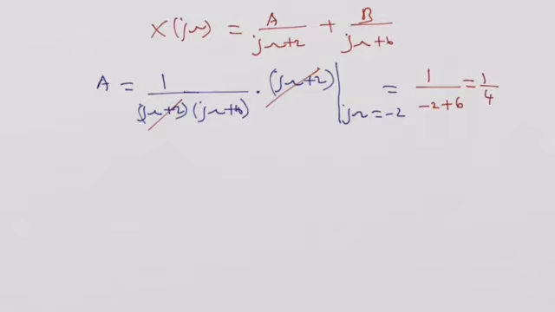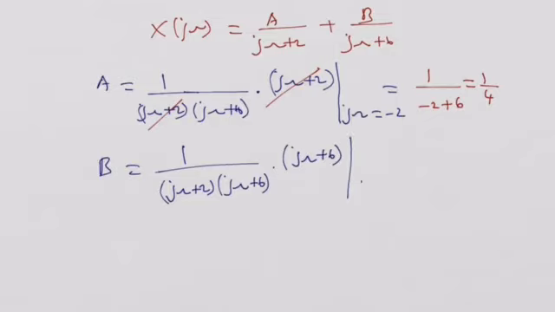0.25. Similarly, if you ask me to determine the value of b, I should say b is equal to 1 divided by j omega plus 2 multiplied with j omega plus 6, multiplied with j omega plus 6. Upon simplification, what will you replace? J omega is equal to minus 6 in your result. So when you cancel out, j omega plus 6 gets cancelled.